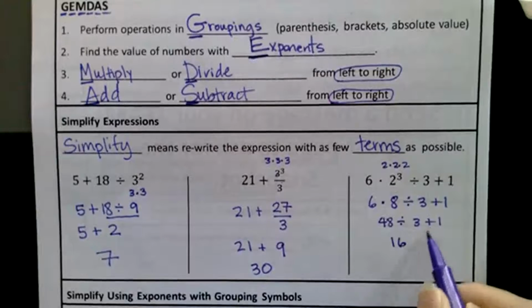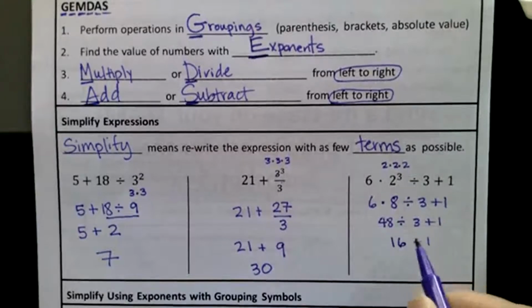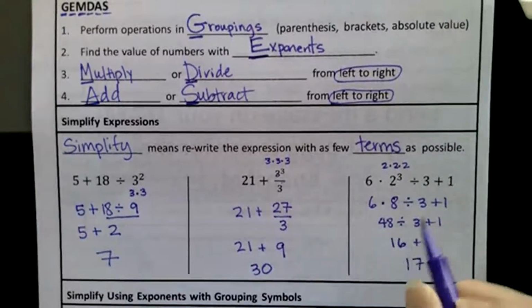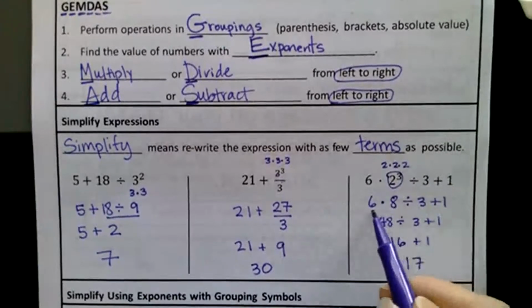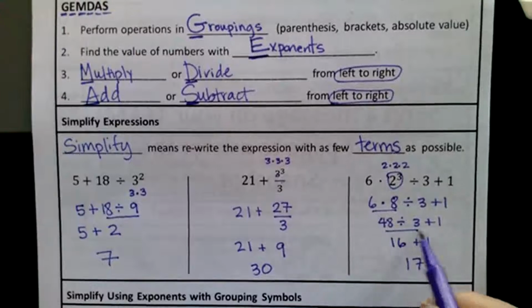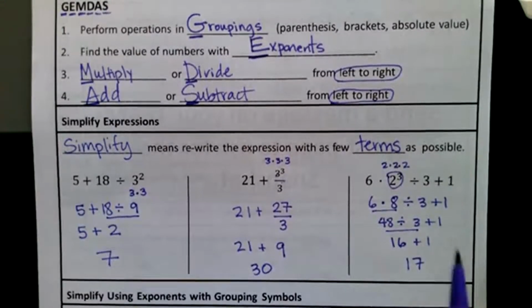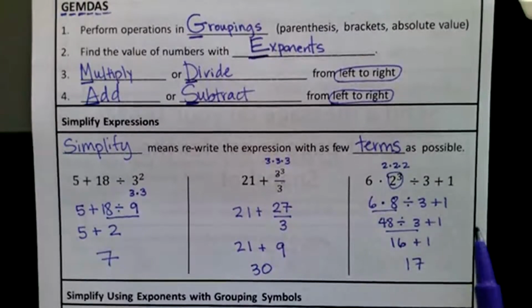Okay? And then I do the plus 1. And then that's 17. So the order of operations went exponent, then multiplication, then division, and then the addition is last. Okay? So GEMDAS just tells you when you have a long expression like this with many operations, which operations to do first. Start with groupings.